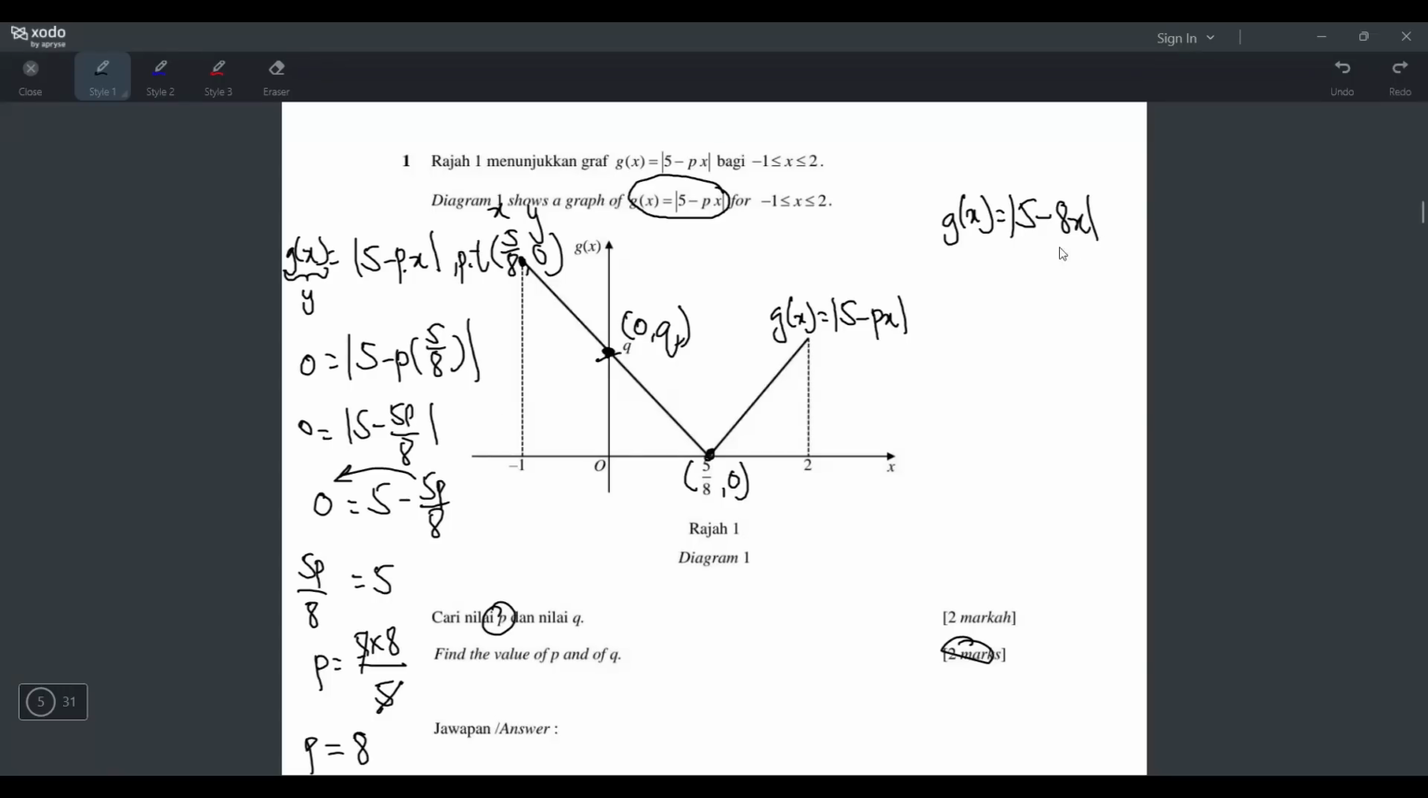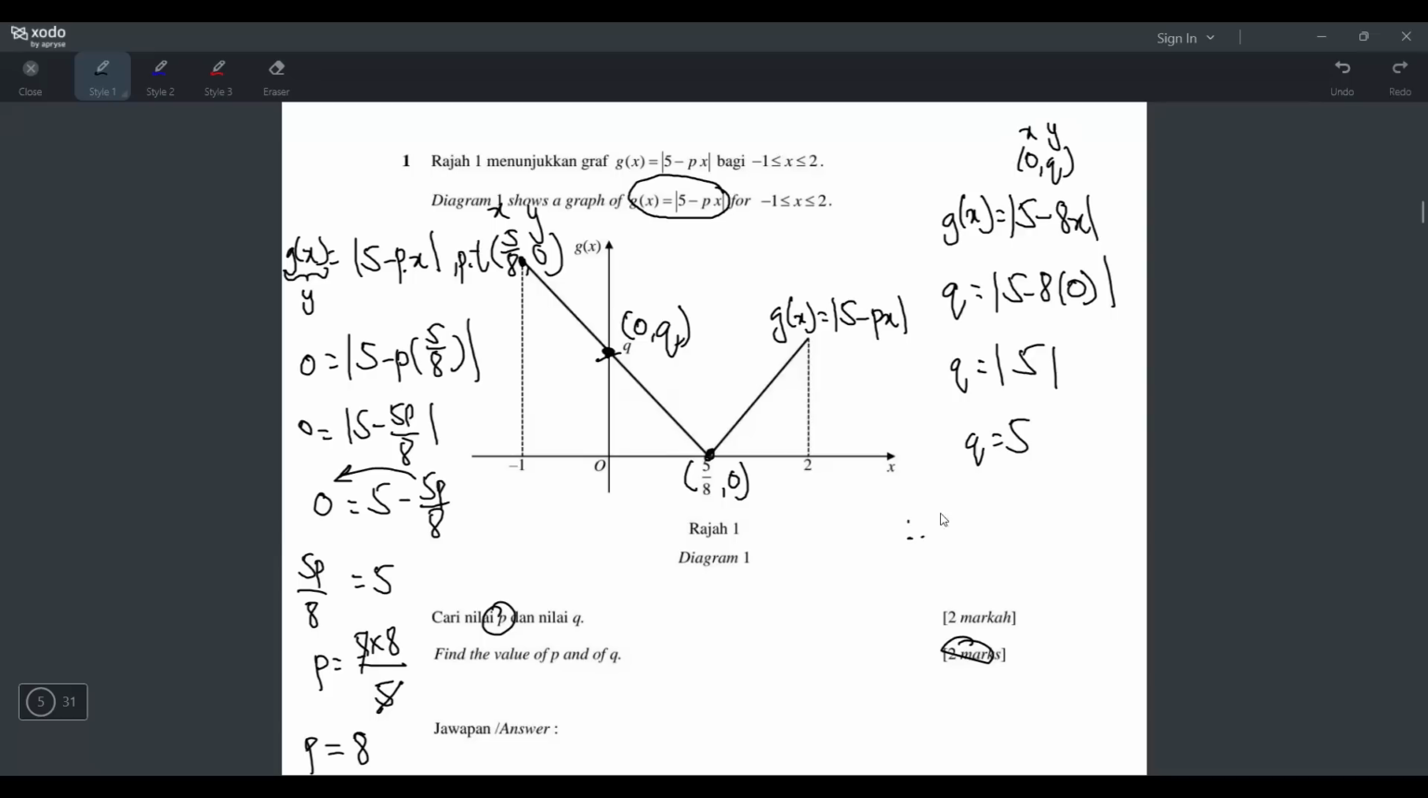Okay, let's sub now. So I'll just write (0, q), right? So x you sub 0, y you sub q. So the whole g(x) changes to q equals modulus of 5 minus 8x. For the x you sub 0. So now it becomes modulus. Okay, 8 times 0 is 0, and then 5 minus 0 is just 5. So modulus 5 is 5.